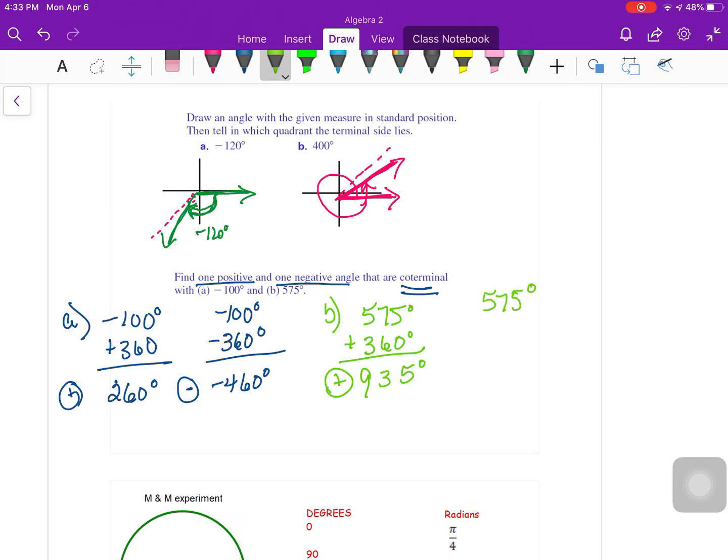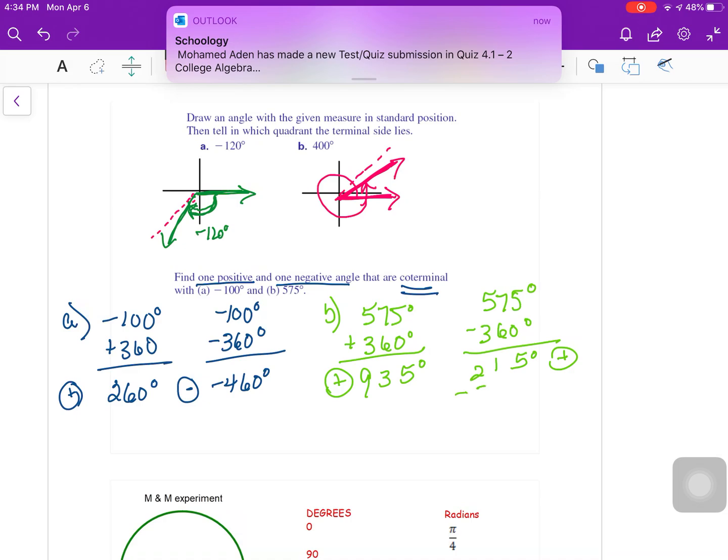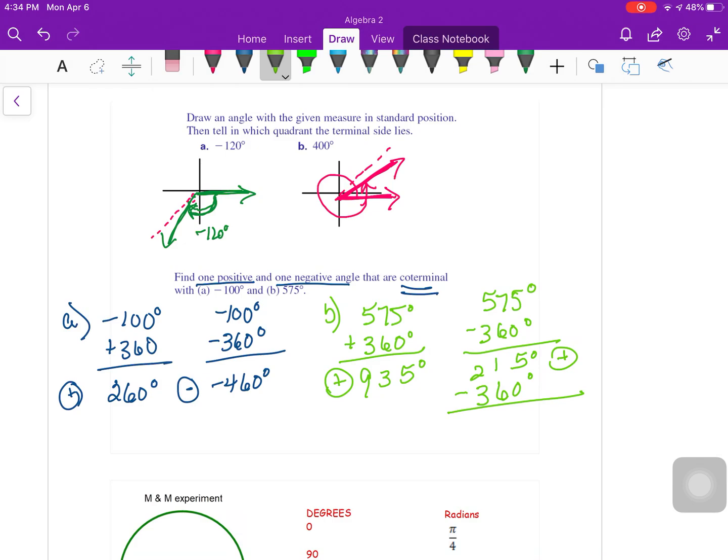I started at 575 degrees, and I'm going to have to subtract 360. That gives me positive 215. So this would also be a positive angle. I need a negative, so I'm going to have to subtract 360 degrees again. And that brings me to negative 145 degrees. There's my negative angle. So see what I mean about sometimes you have to do it multiple times?